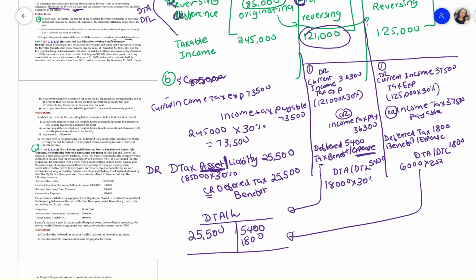So whatever is the balance to be deferred for the future, we're going to be using it in the future.